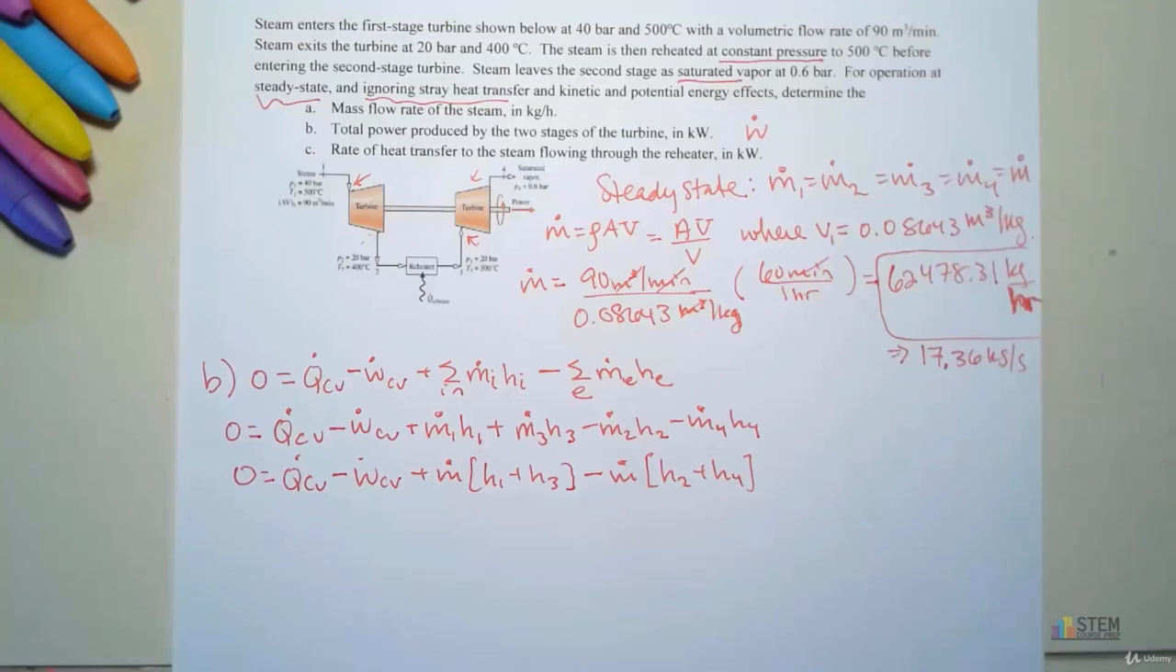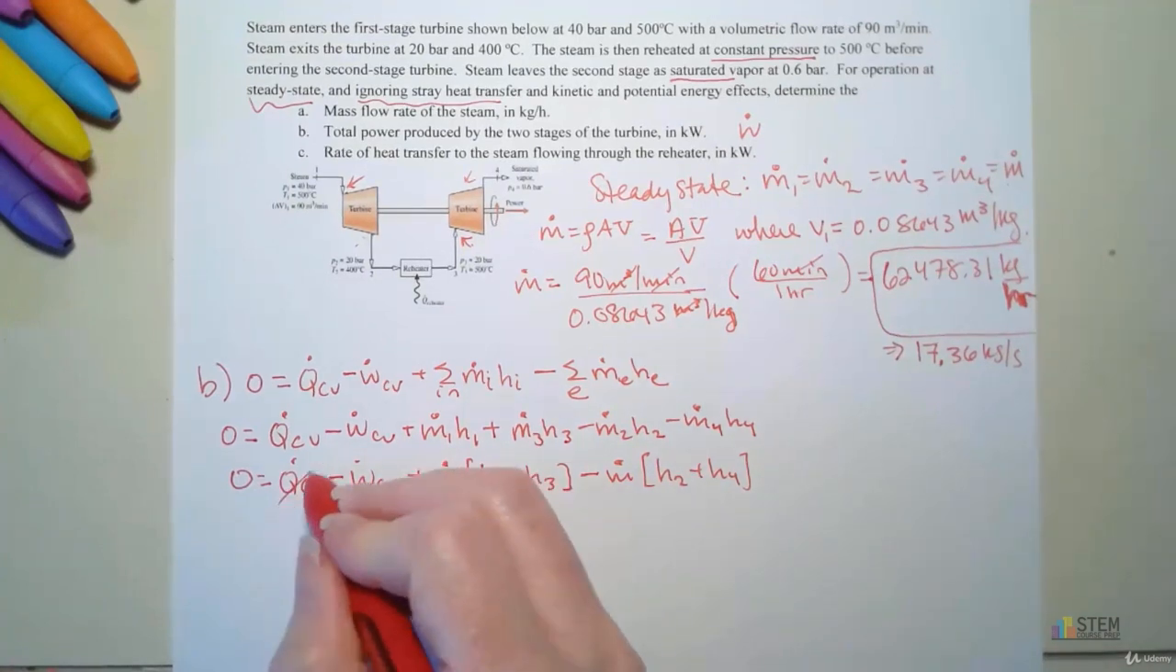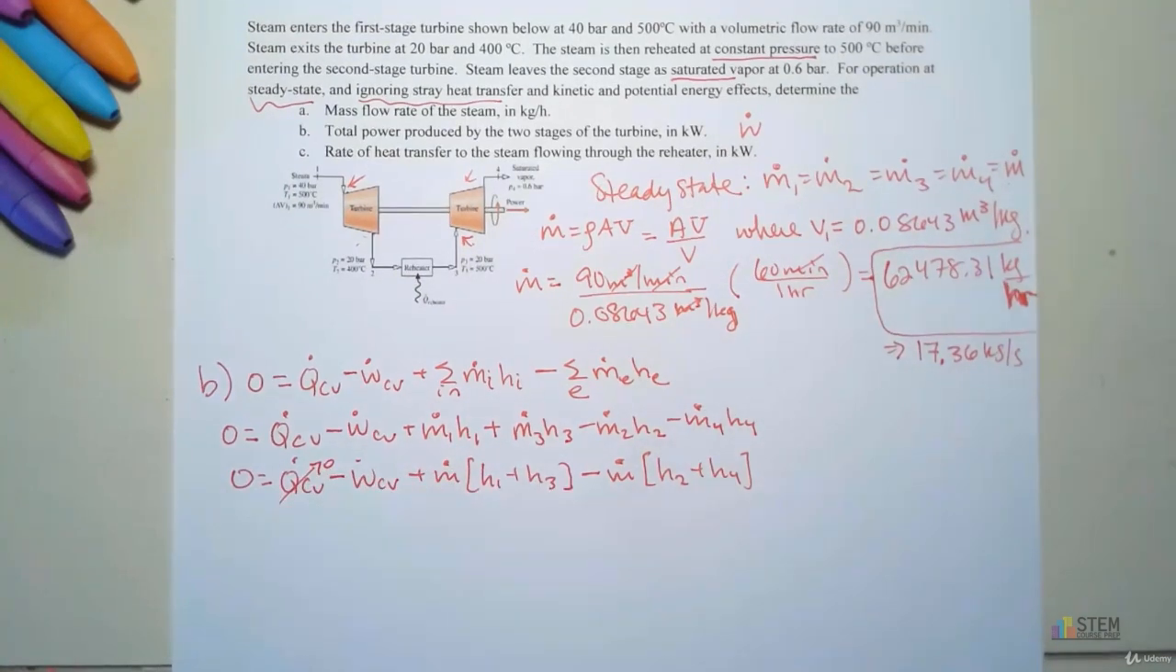Is there anything we can get rid of in that equation? Yep, this right here is going to go away because it told us to ignore the stray heat transfer. So we're going to get rid of that term.